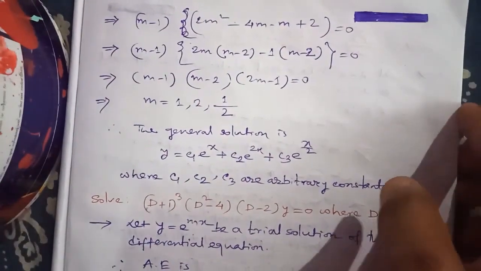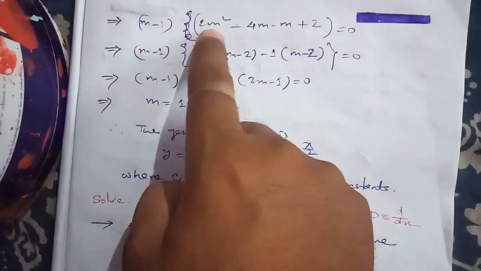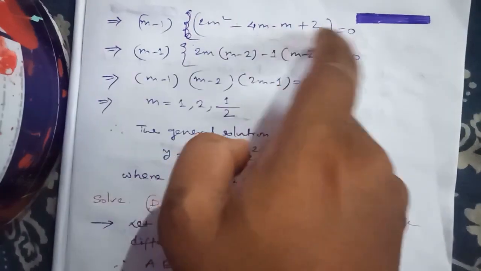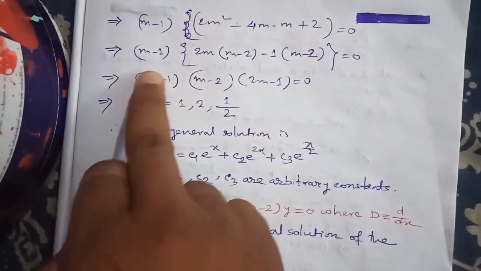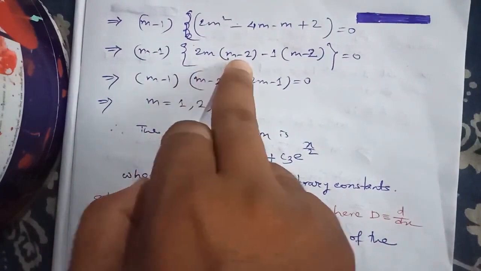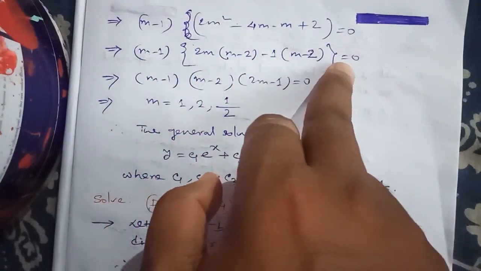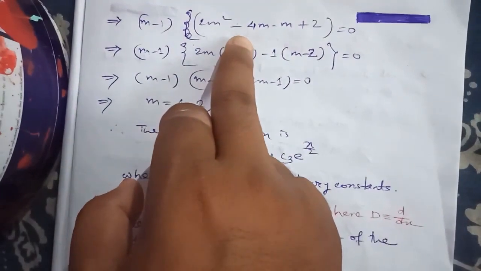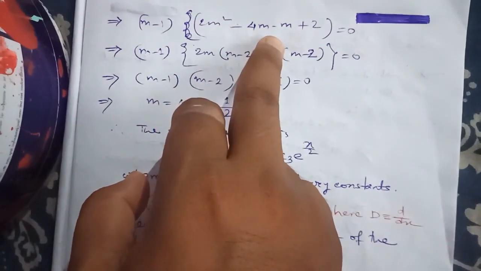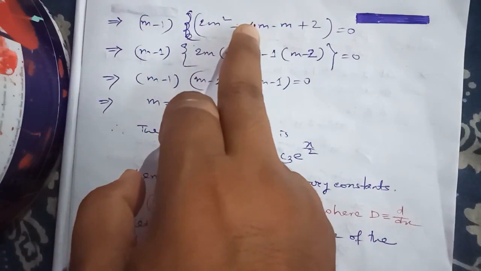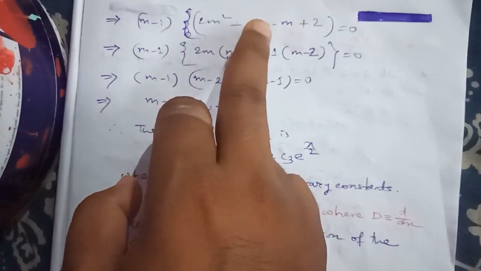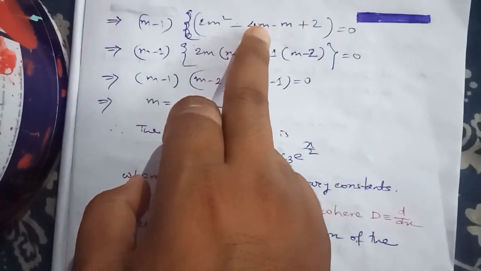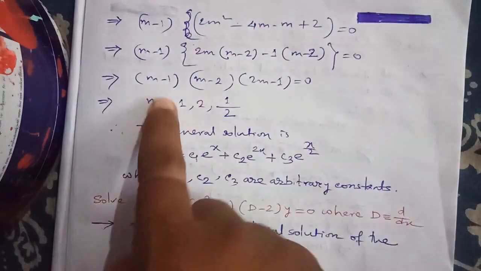Now if the inner quadratic equation is solved, meaning (m minus 1) into (2m squared minus 4m minus m plus 2) is equal to 0, then what we'll get is (m minus 1) into (2m into (m minus 2) minus 1 into (m minus 2)). In middle-term splitting form, we write the product of the two in such a way that the sum or difference results in the middle number. That's what I've applied here. So this will have three roots.